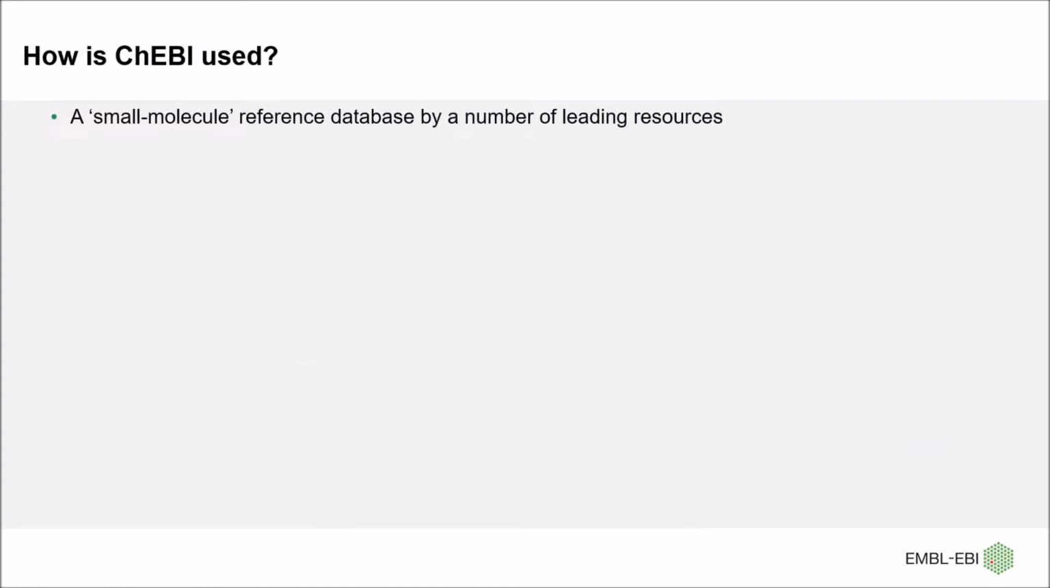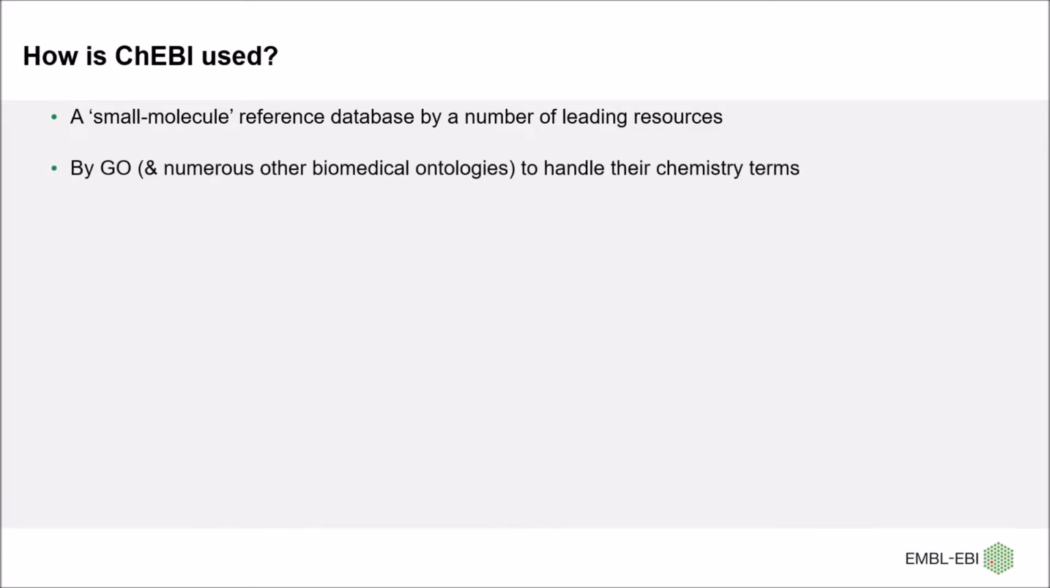So how is ChEBI used? ChEBI is widely used as a small molecule reference database by a number of resources. And it's also widely used by the ontology community, especially the Gene Ontology, to handle the chemistry-related terms.